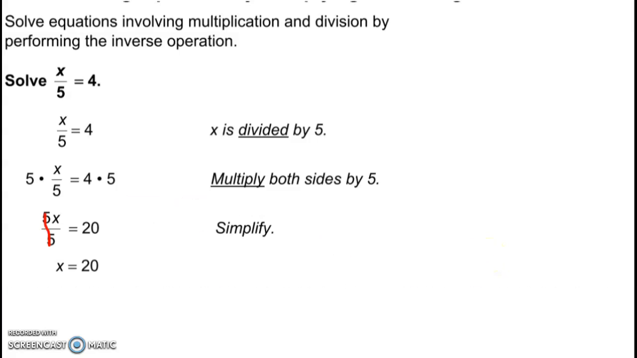And then once we do that, we get 20. And the 5 divided by 5 becomes 1. And x is equal to 20. And again, you can still plug in your answer to make sure you get the right thing.